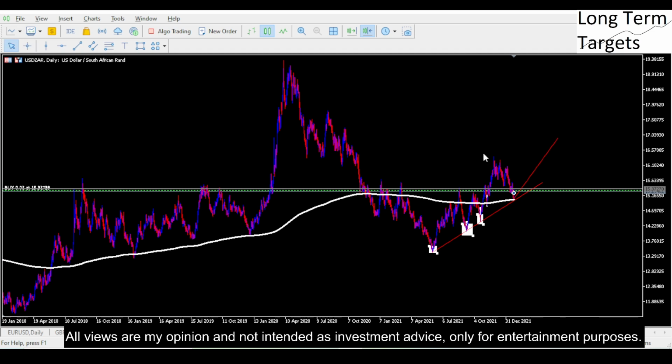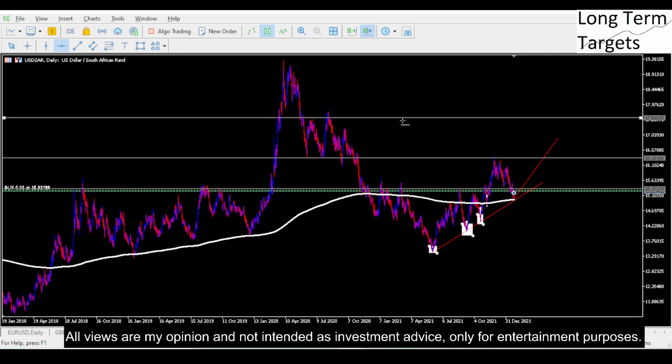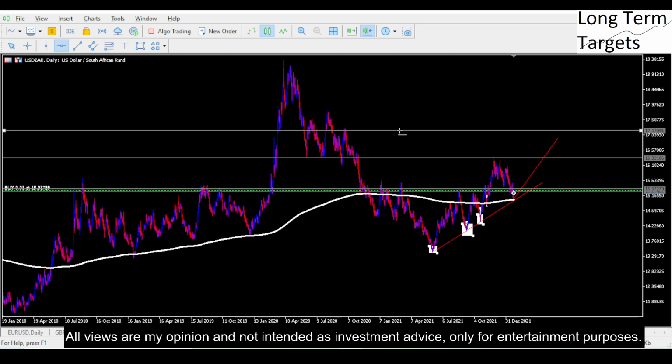That is kind of my target, and the reason why is because of all of these lows. This is where the market has recently found resistance. This is a zone, and the other zone that we'd be looking at would be this area, and I'll show you why in a moment.